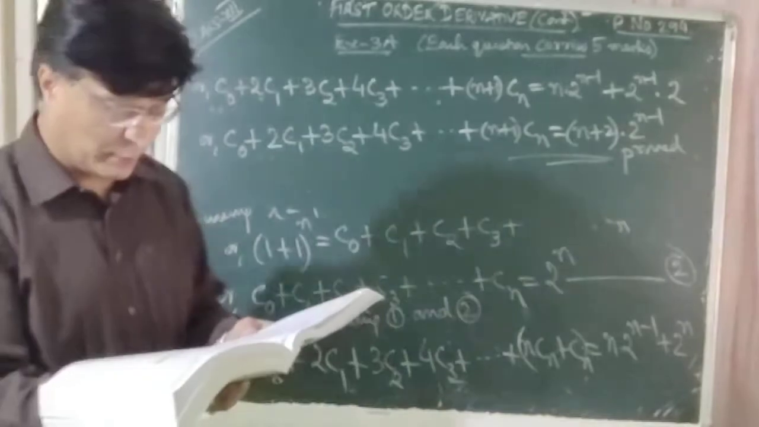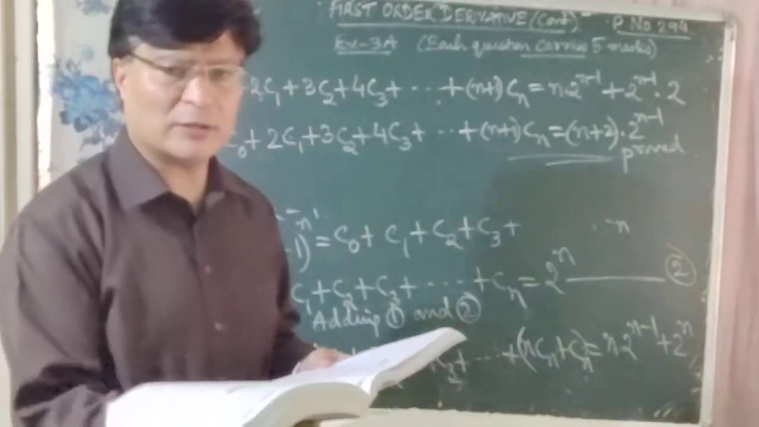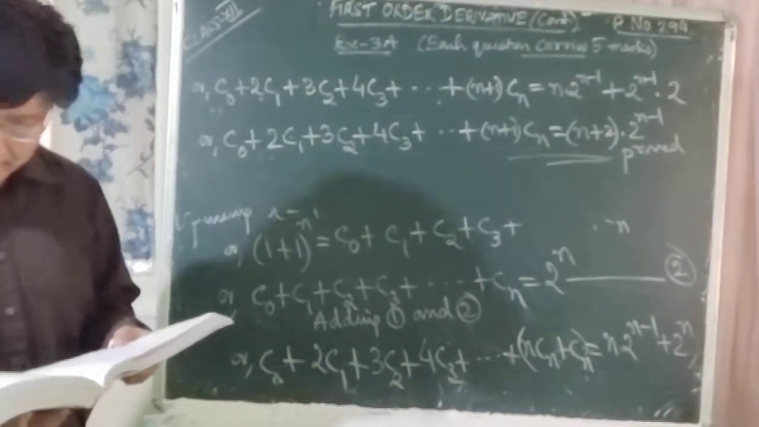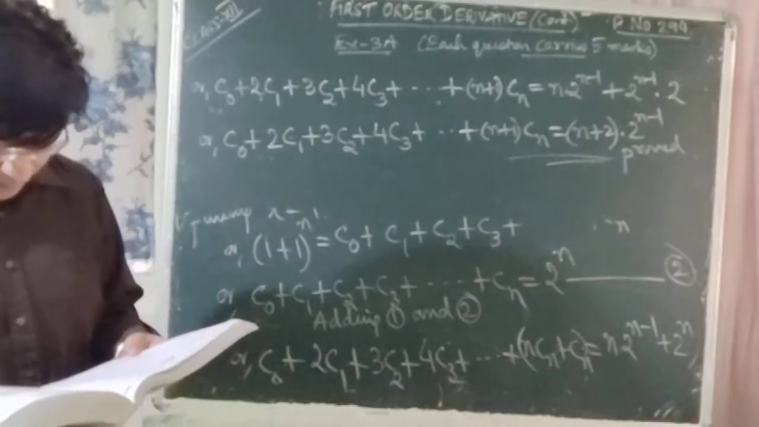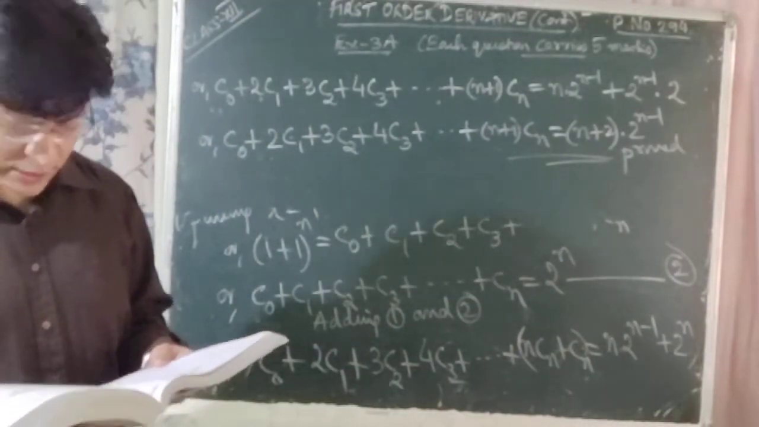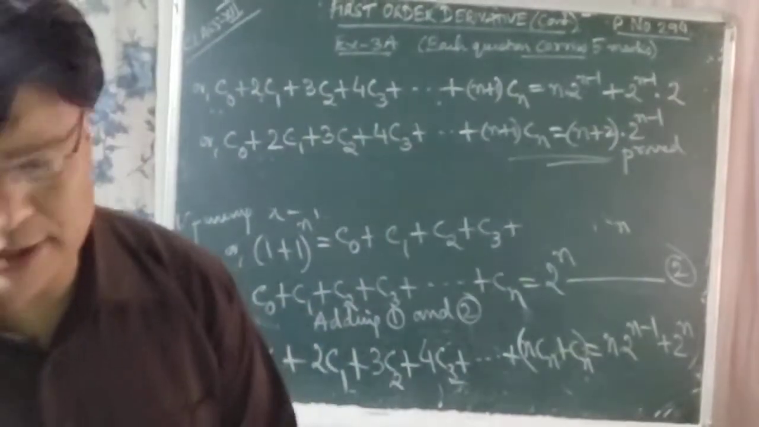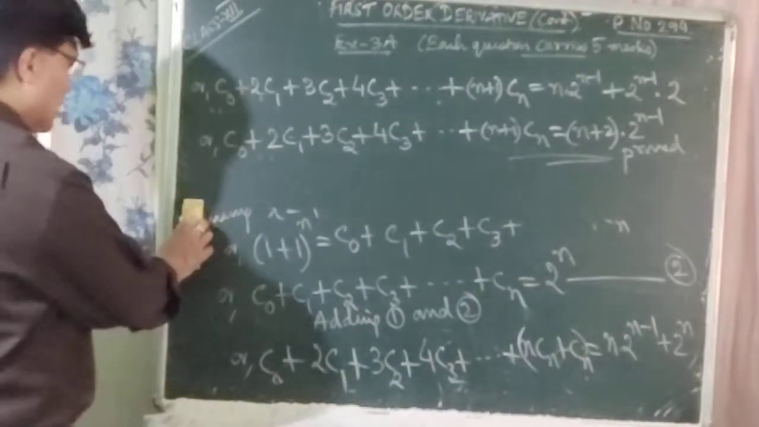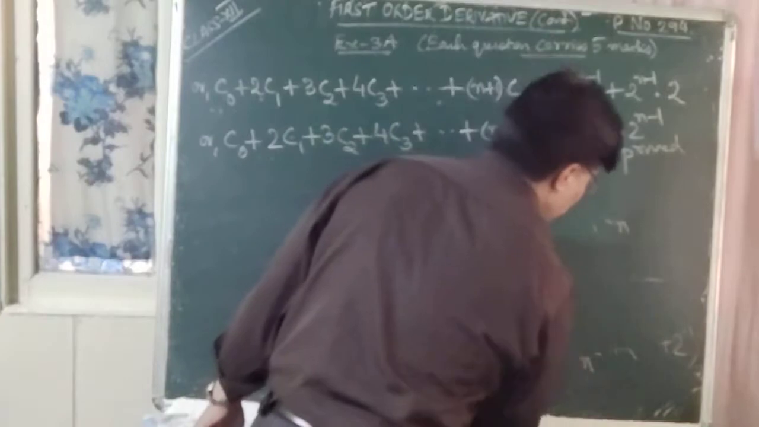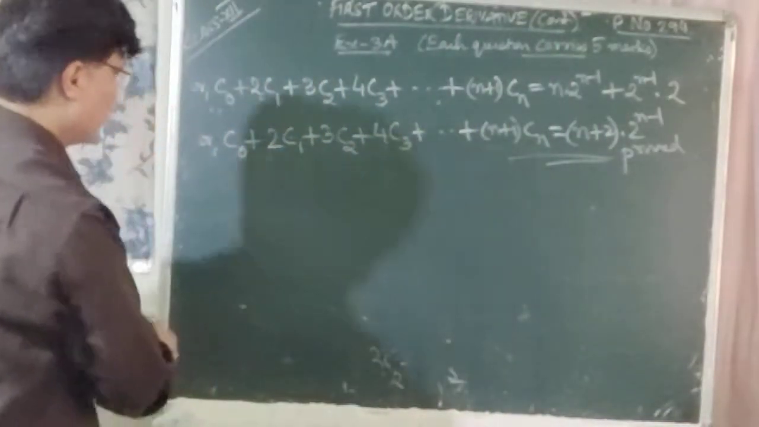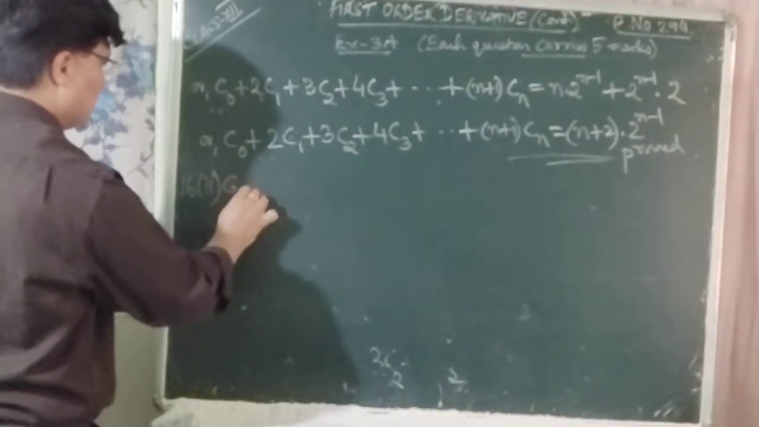If (1 plus x) whole to the power n is equal to c0 plus c1x plus c2x square plus dot dot dot plus cn x to the power n, then you have to prove that c1 minus 2c2 plus 3c3 minus dot dot dot plus (minus 1) whole to the power n minus 1 into n cn is equal to 0. So now here also you have to prove it from the given. So now we will prove 16 number 2, right? Let us write down the given part.